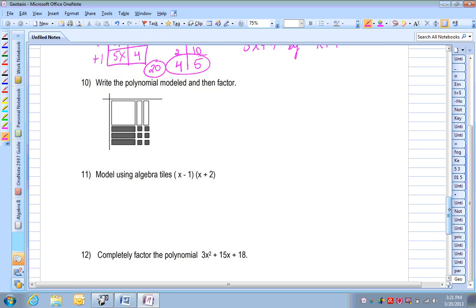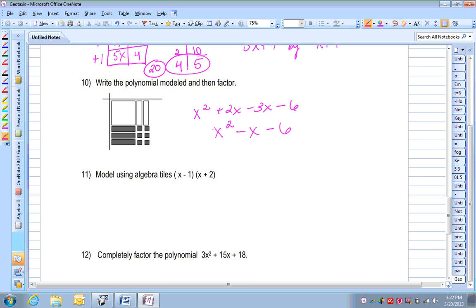Okay, on number 10, they ask us to write the polynomial modeled and then factor. Well, we remember that the larger squares are x squared, so we have one positive x squared. And then we have our x bars. So we have 2 positive x's and 3 negative x's. So I write a plus 2x and a minus 3x, because remember, shading means negative. And then I have 6 shaded little squares, so that's a minus 6. I combine like terms and I get x squared minus x minus 6.